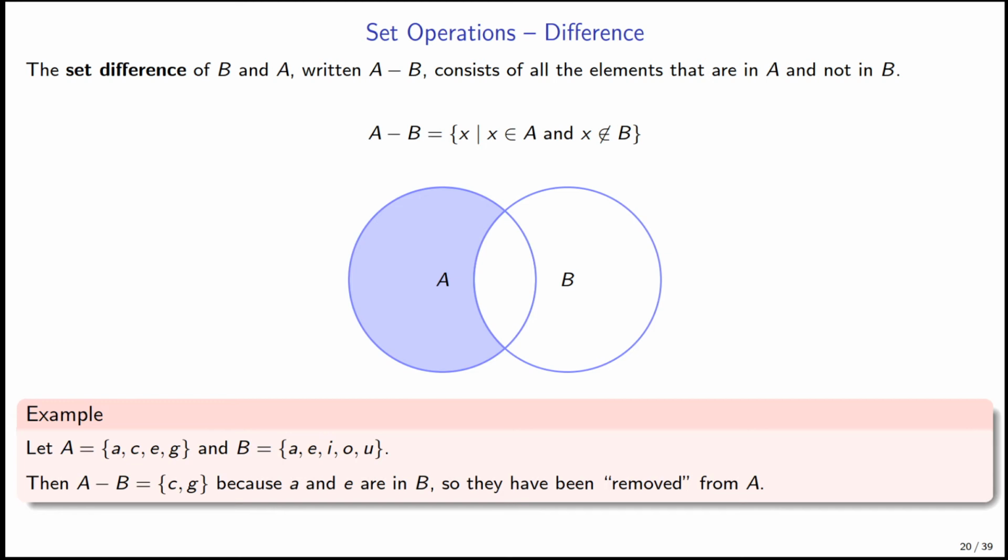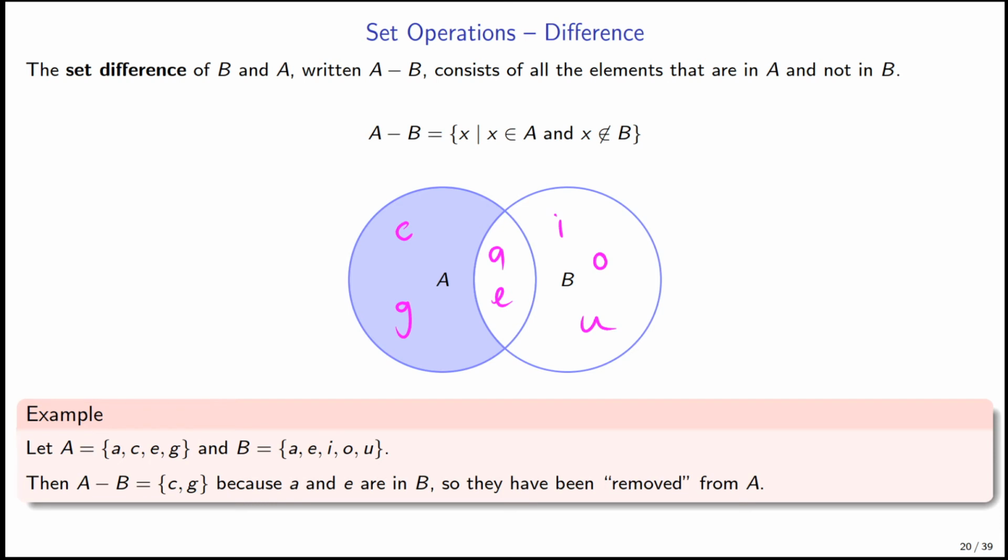So the difference of B and A is just A minus B. What this means is that if you take A minus B, this is just like saying I'm going to take all the things in A that are not in B. So this is what this looks like as a diagram, and again I'm going to draw our elements. These are the same sets we did before.